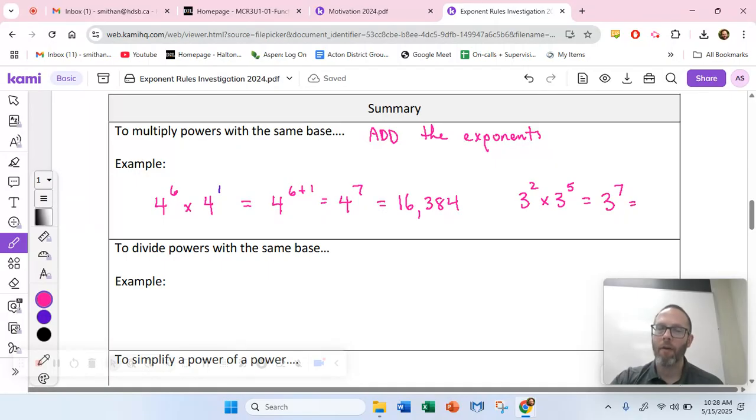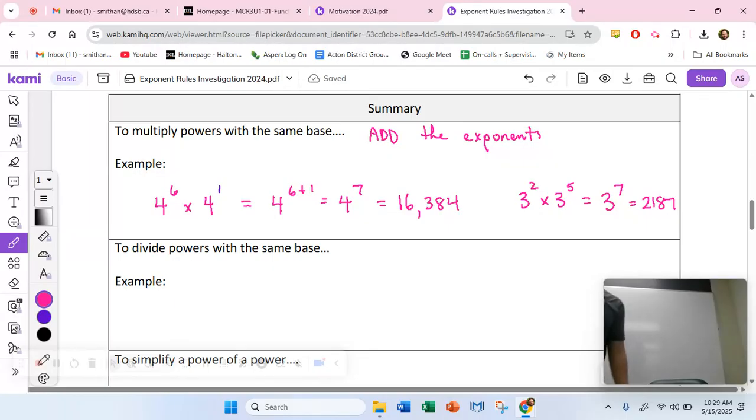Now you can do 3 to the power of 7. You've got to convince your math teacher that you understand how the exponent rules work. 3 to the power of 7, 2,187. All of your calculators, you can put in 3 squared times 3 to the power of 5, and it will give you this answer. We want to see you apply the exponent rules.